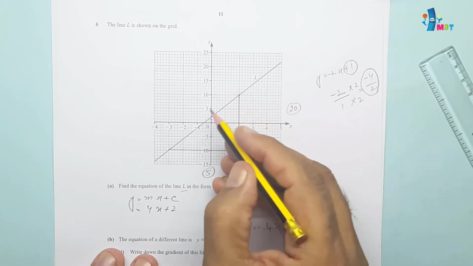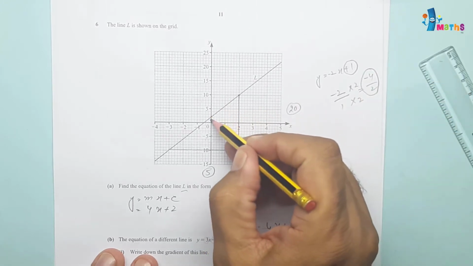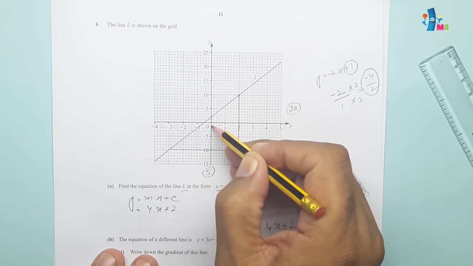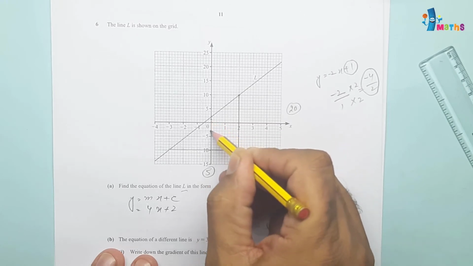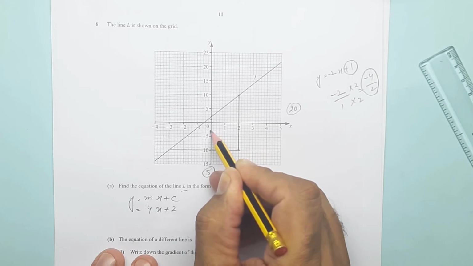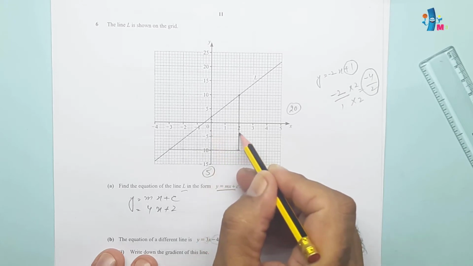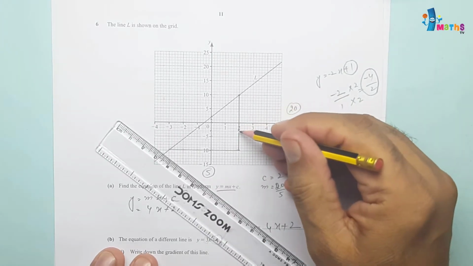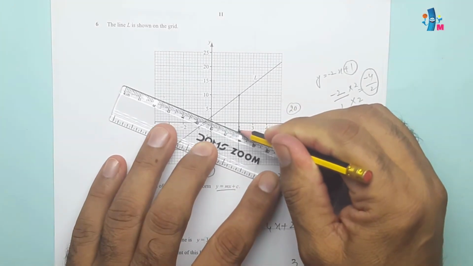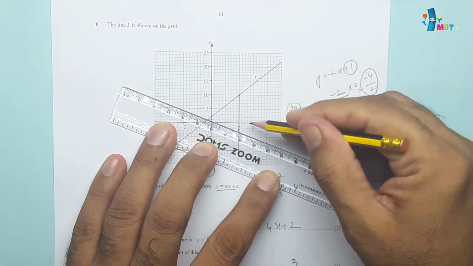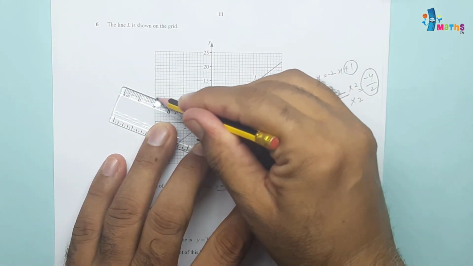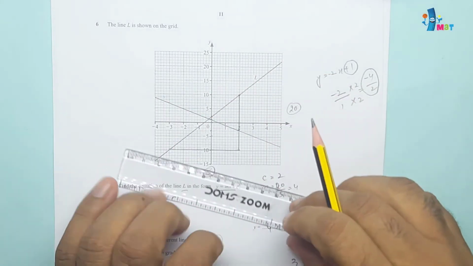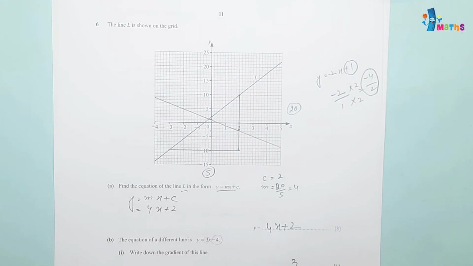Now this gradient we will start from this point, and minus 4 will be 1, 2, 3 and 4 units down, and then 2 units right will be over here. So we can pass the line from this point and this point. This will be our line from this graph position to this one. So this is our line which we have drawn.